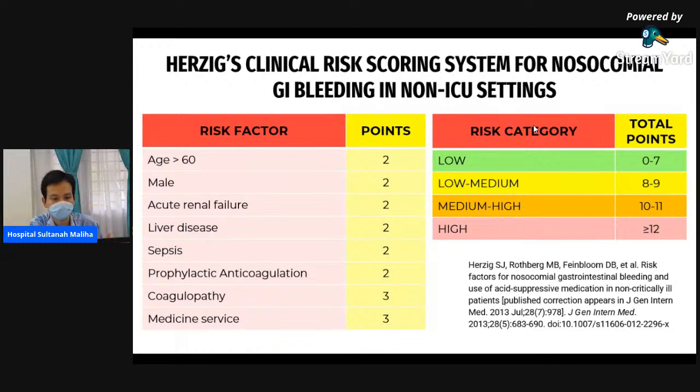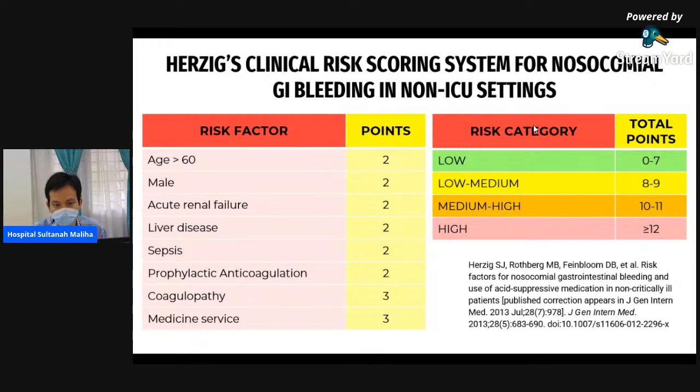So you can see here, there's an algorithm using risk factors with different weightage of points, and adding them up can tell you whether the risk is high or low, or low medium, medium high per se. Let's say the patient is aged more than 60, male, acute renal failure, liver disease, sepsis, prophylactic anticoagulation, and each of them brings 2 points, while coagulopathy and a medical service, meaning you're treating under a medical discipline, I can say like this. This is what is meant, if I'm not mistaken. It carries 3 points for each.